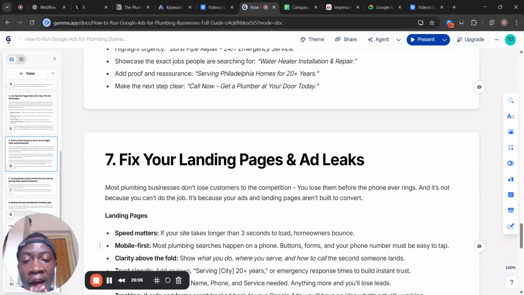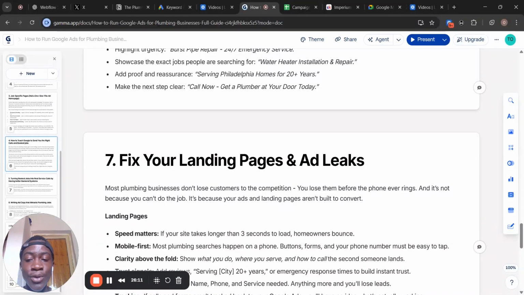So fix your landing pages and ad links. What happens is you are going to run an ad campaign and start getting clicks to it. But if your landing page is bad, you're not going to get booked jobs like you want. So many local service businesses really have bad landing pages, and I wonder why they don't get conversions. That's just the matter of it.